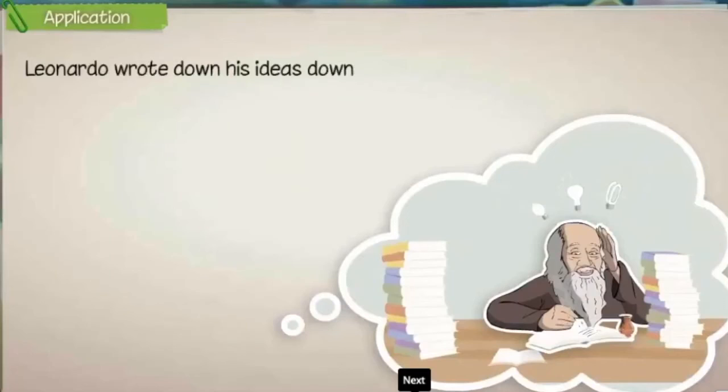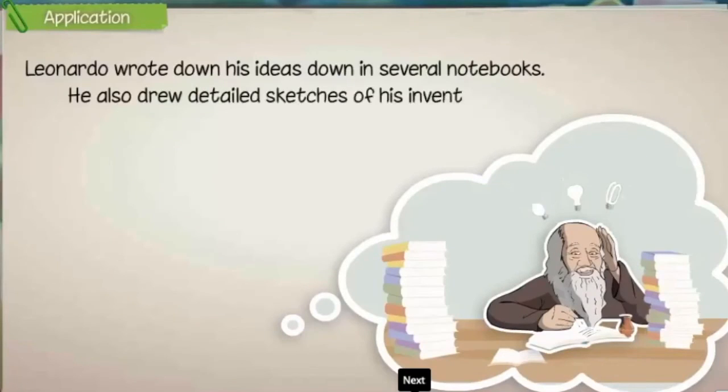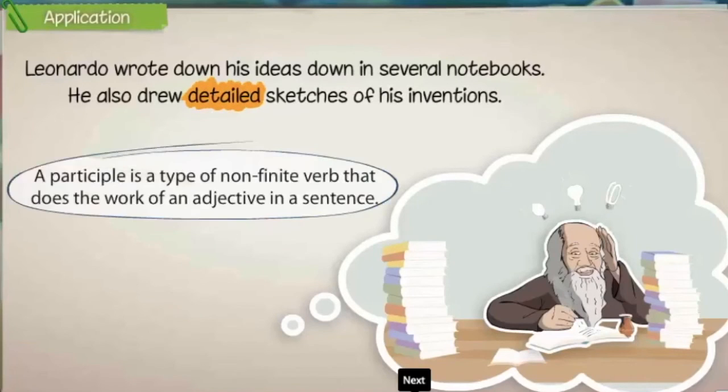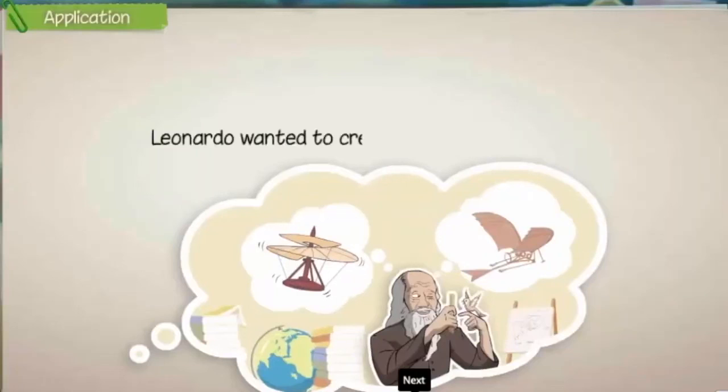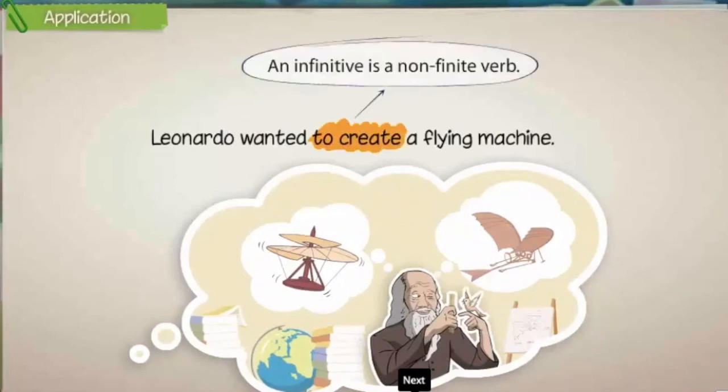Leonardo wrote down his ideas in several notebooks. He also drew detailed sketches of his inventions. Detailed. A participle is a type of non-finite verb that does the work of an adjective in a sentence. Leonardo wanted to create a flying machine. To create is an infinitive. An infinitive is a non-finite verb.